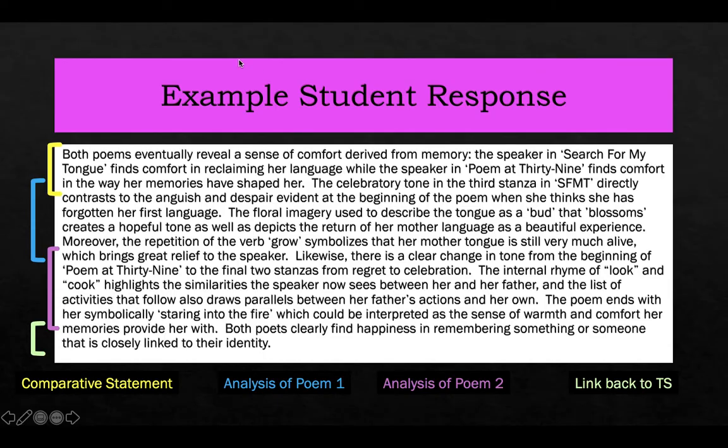This is one way of comparing, and I personally find when students use this, they tend to do better. Not always, though. Sometimes students have found their own kind of flair and way to organise their writing, and that works well for them as well. But this is just one example. So I would argue you start with a comparative statement.